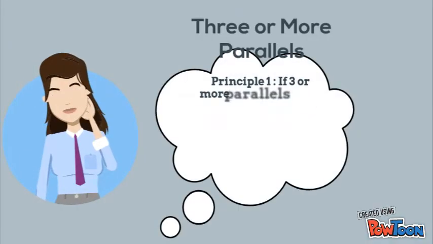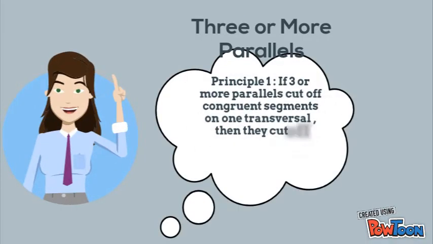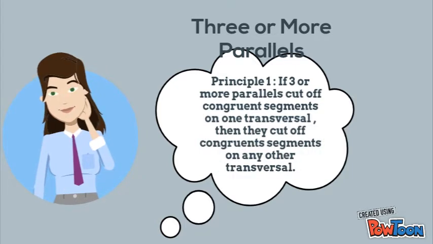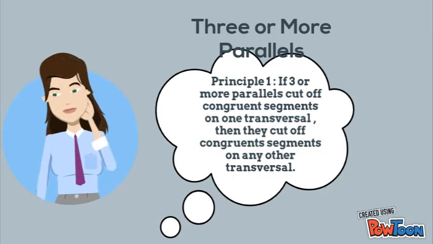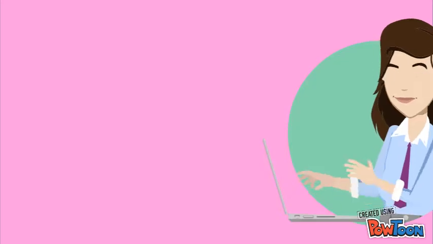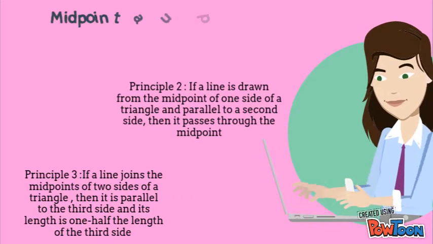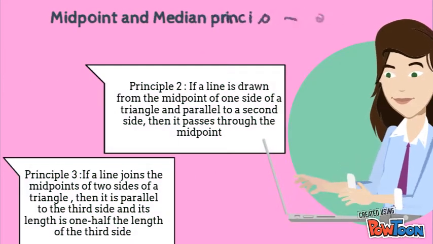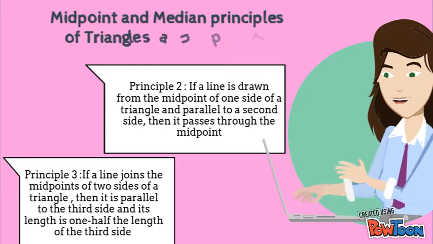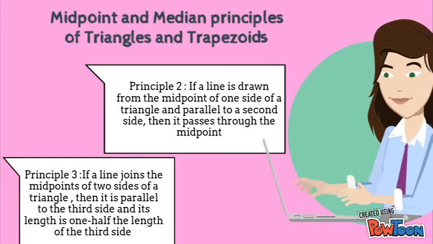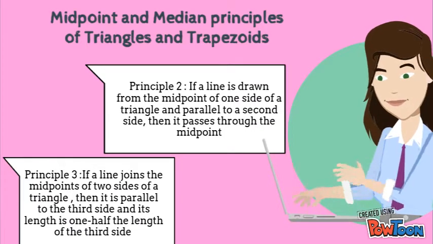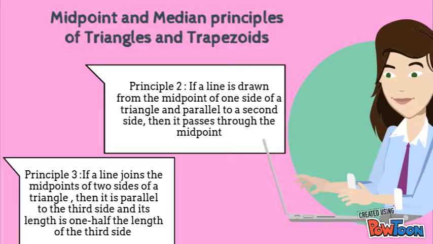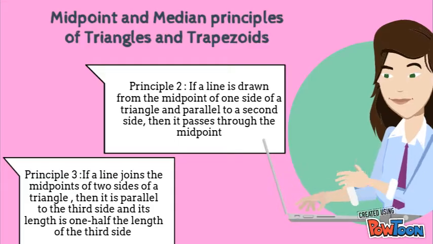Principle 1. If 3 or more parallels cut off congruent segments on one transversal, then they cut off congruent segments on any other transversal. Principle 2. If a line is drawn from the midpoint of one side of a triangle and parallel to a second side, then it passes through the midpoint of the third side. Principle 3. If a line joins the midpoints of 2 sides of a triangle, then it is parallel to the third side and its length is 1/2 the length of the third side.